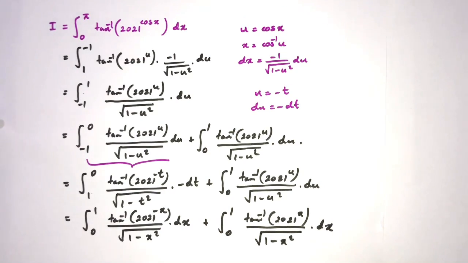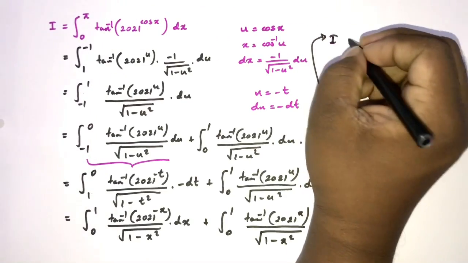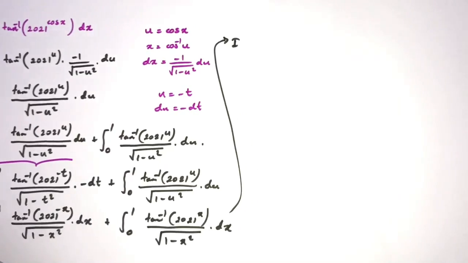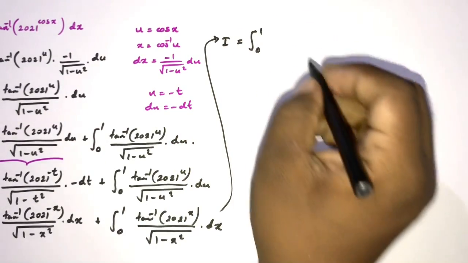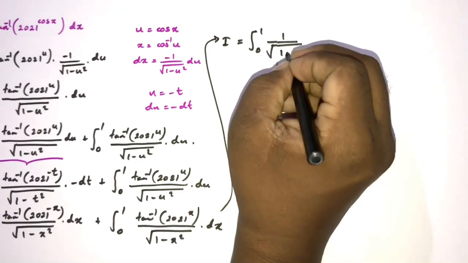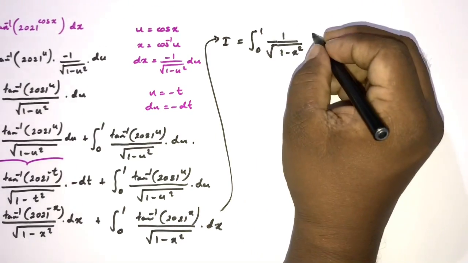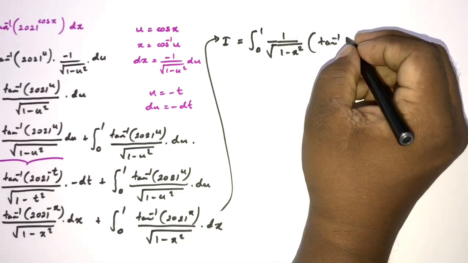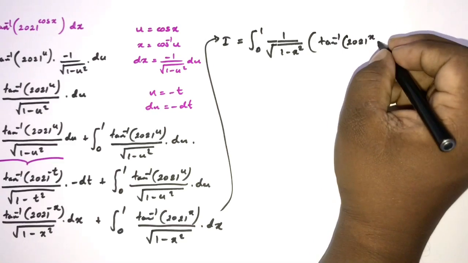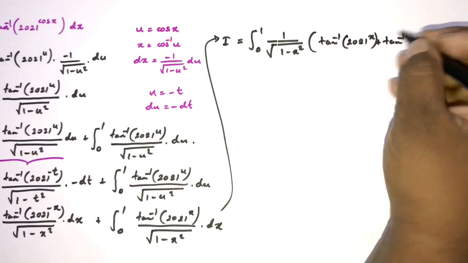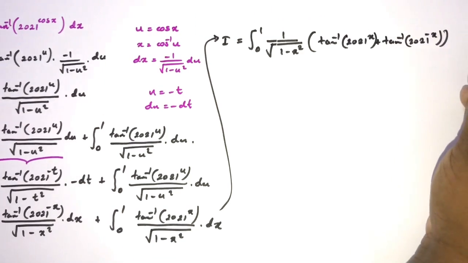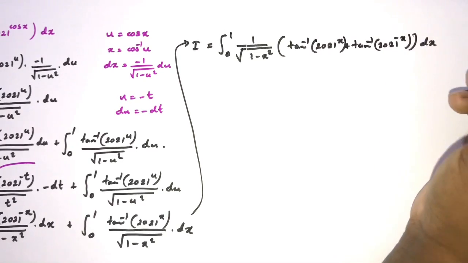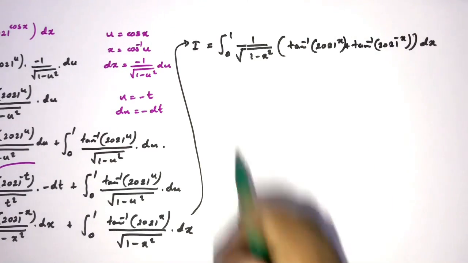Well, then we know I is equal to, here we have limit 0 to 1, here also limit 0 to 1, so 0 to 1, 1 over the square root of 1 minus x square is a common factor, and here we have inverse tan of 2021 raised to the x plus inverse tan of 2021 raised to the minus x dx.